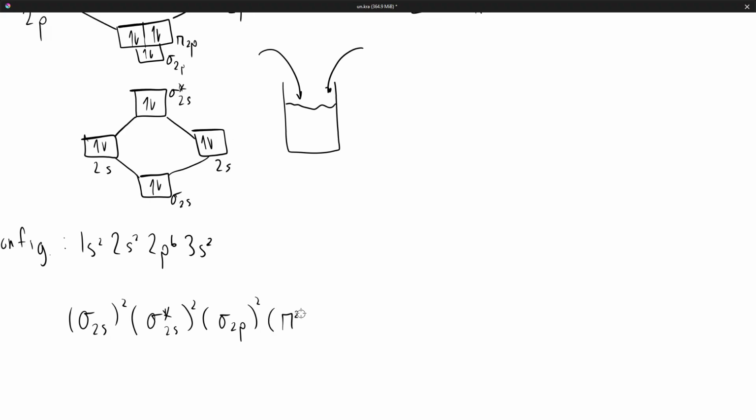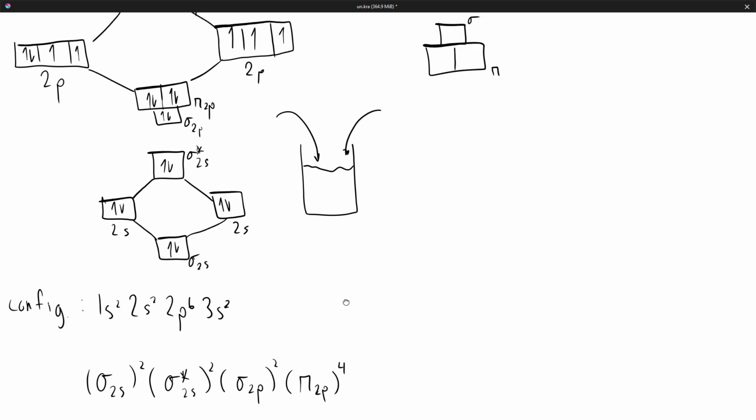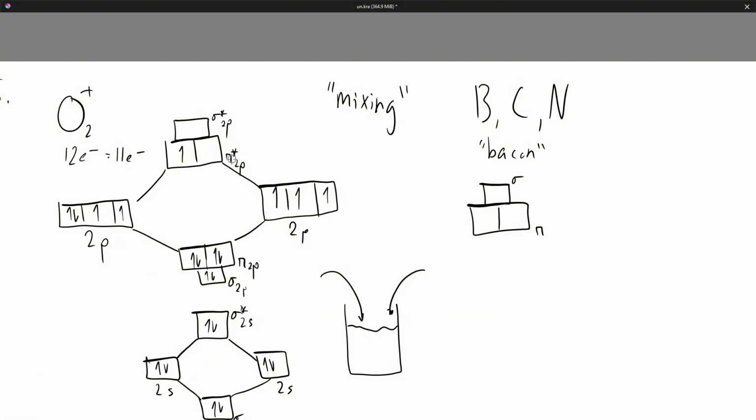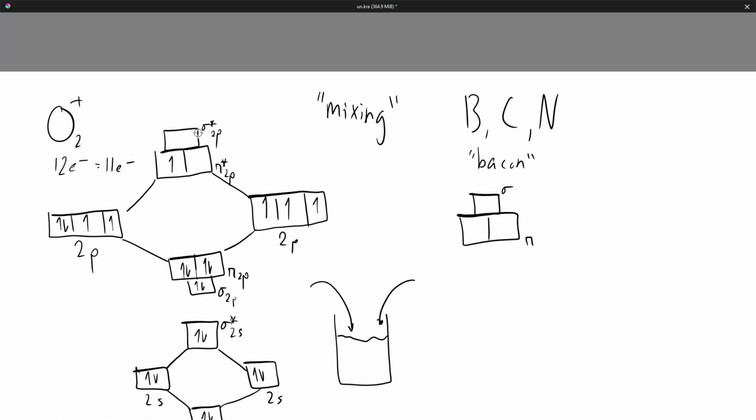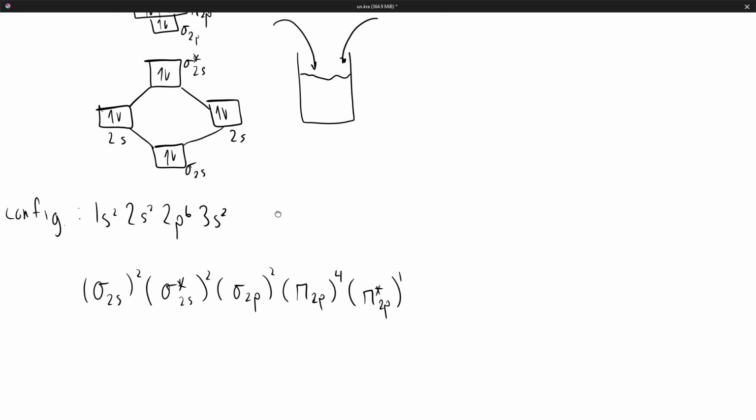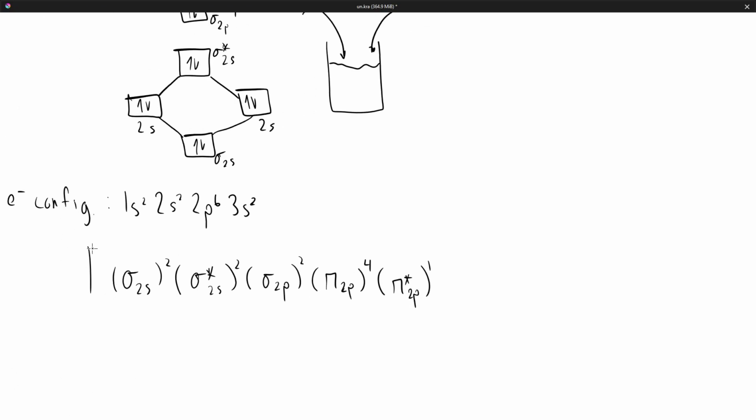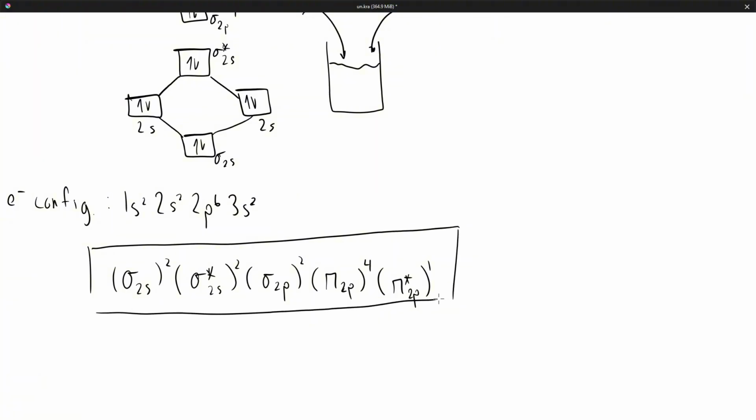So it's pi 2p 4. Now we go up here to pi star 2p. It's only got 1. Pi star 2p is 1. We don't include the sigma star 2p because there are no electrons in this one. And that should be a valid outer valence electron configuration there.